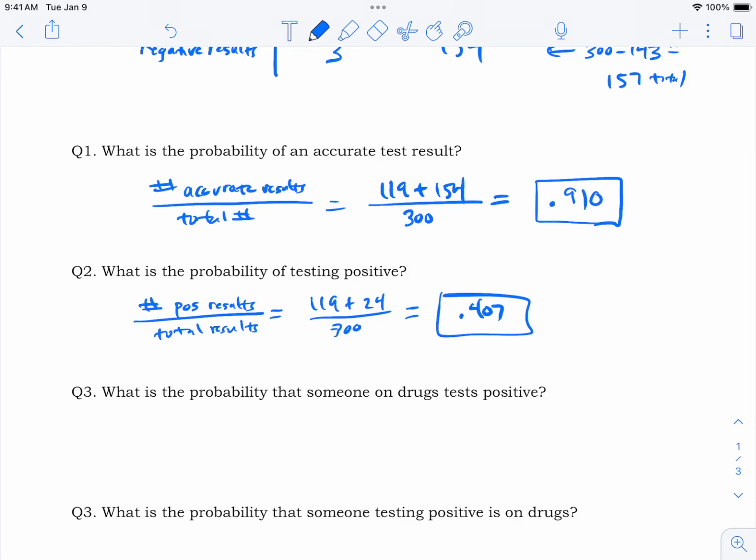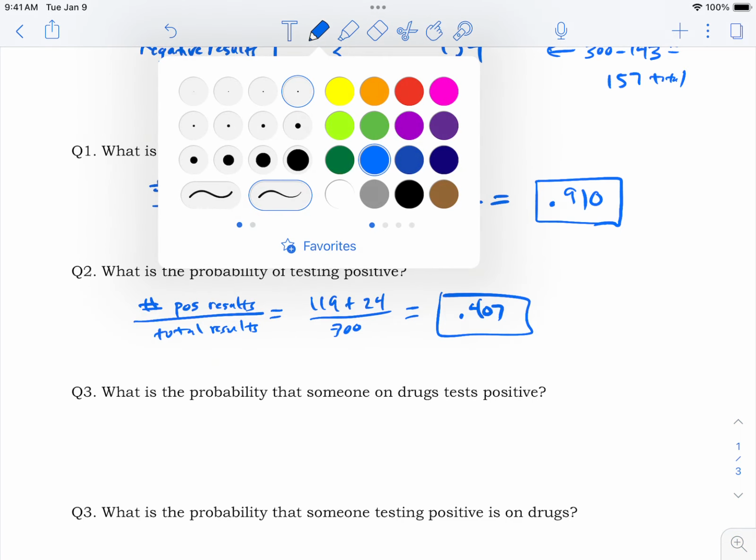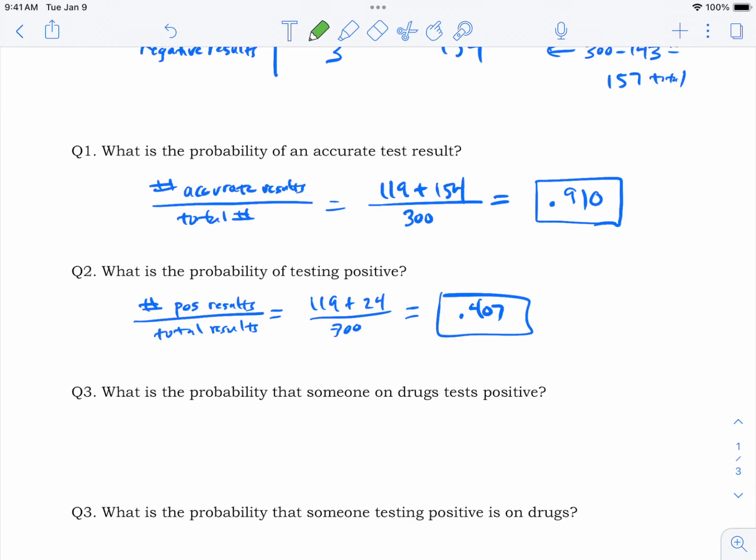Okay, notice this phrasing. Got to be very careful with this. I'm going to be so careful, I'm going to use green. What is the probability that someone on drugs tests positive? Notice we have a given condition here. It's kind of asking what's the probability someone tests positive, but not just anyone. What's the probability that someone on drugs tests positive? So that's the given condition there. Whoops, I didn't want to erase that.